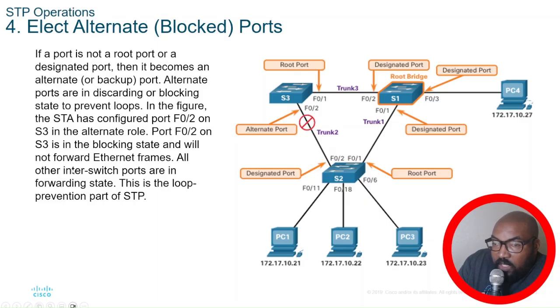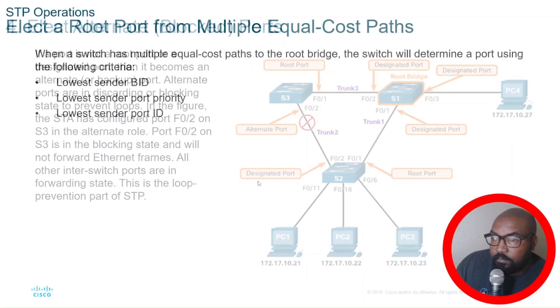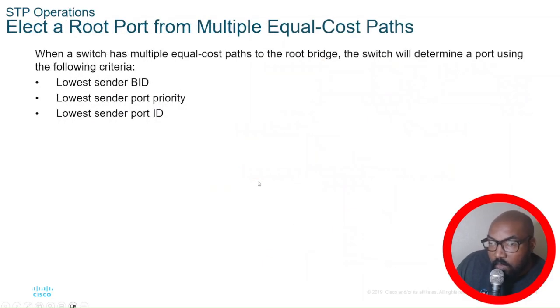Ethernet frames: all other inter-switch ports are in the forwarding state. This is the loop prevention part of STP. So they're all the ports, they all forward. They're just going to forward the traffic out. When a switch has multiple equal cost paths to the root bridge, the switch will determine the port using the following criteria: lowest sender BID, which is the lowest priority, and the sender port ID.